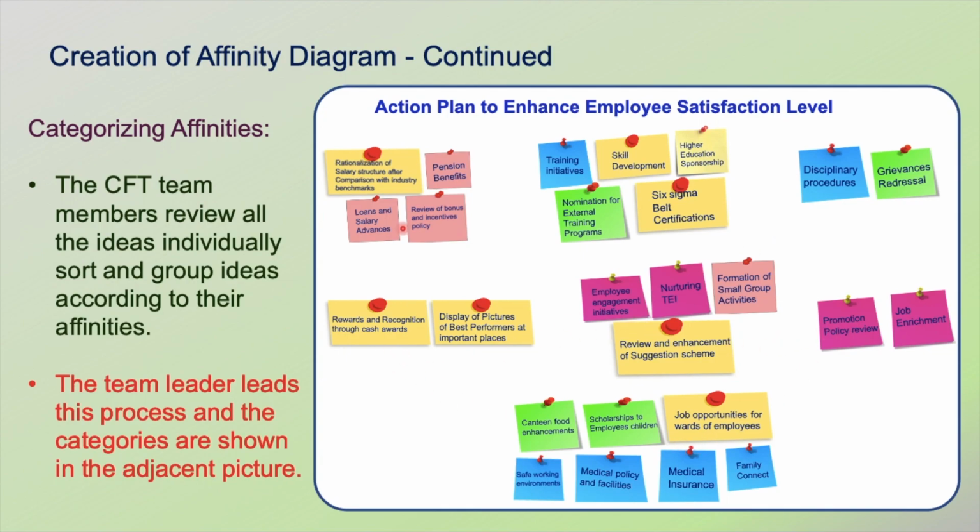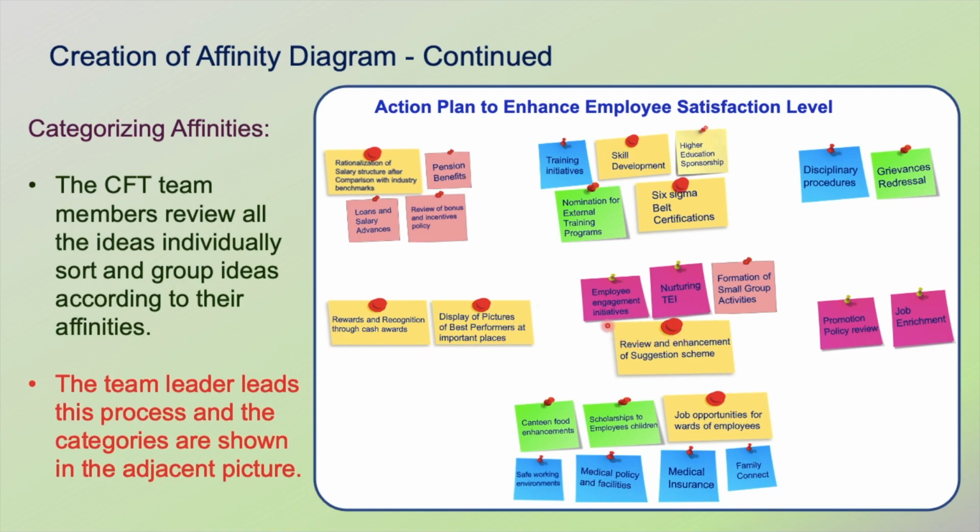So, for example, in this category, rationalization of salary structure, pension benefits, loans and salary advance, review of bonus and incentives, something related to compensation, they were all grouped. Training initiatives, skill development, higher education sponsorship, Six Sigma Belt certification, something related to employee development, training and other initiatives were grouped separately. Disciplinary procedures, grievance redressal, some industrial relations related things were grouped here. Rewards, recognition, and then display of pictures. So recognition and rewards were separately grouped.